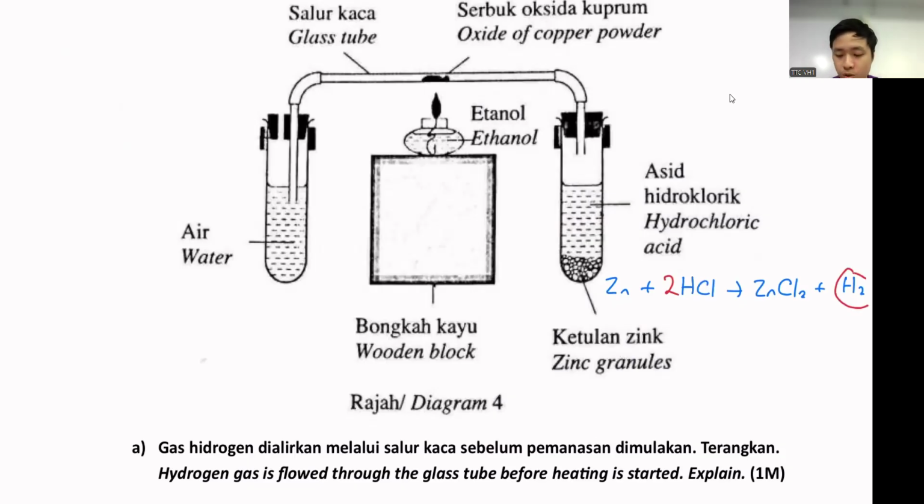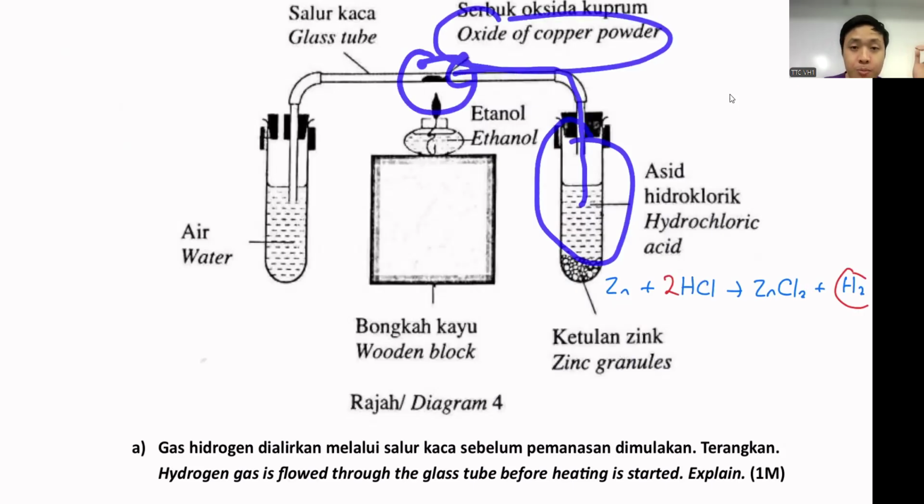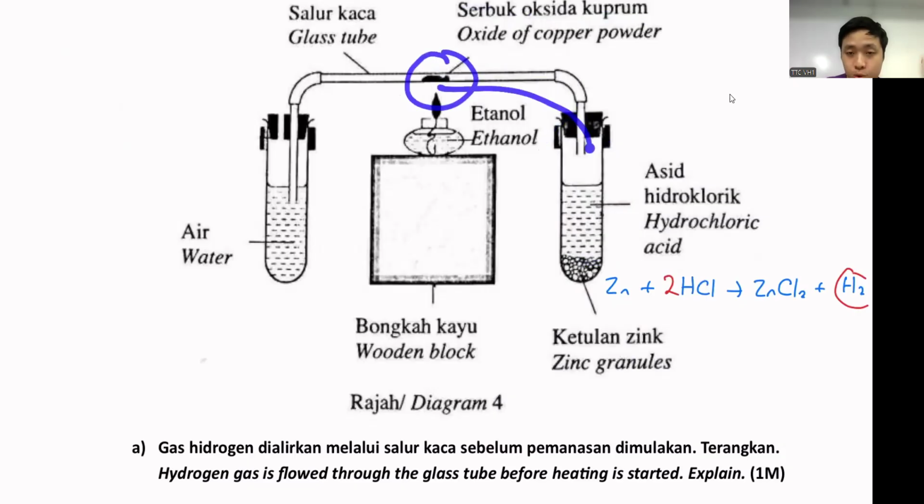You want to obtain H2 so that when the H2 comes up from this reaction, then only can it meet the CuO in the middle, which is black color, by the way. Then only can CuO react with the hydrogen gas that is produced from here. Then you might ask me why you have water here.